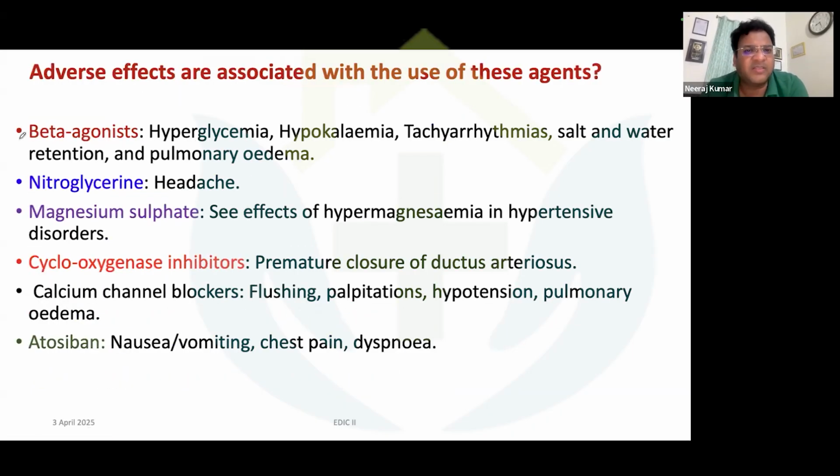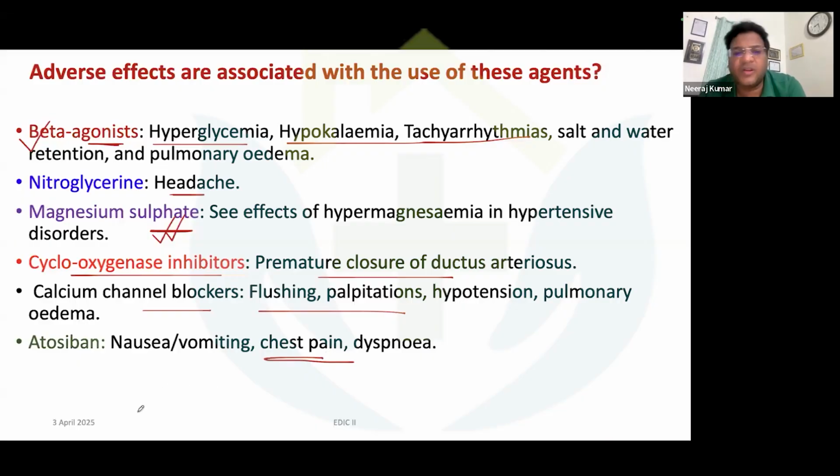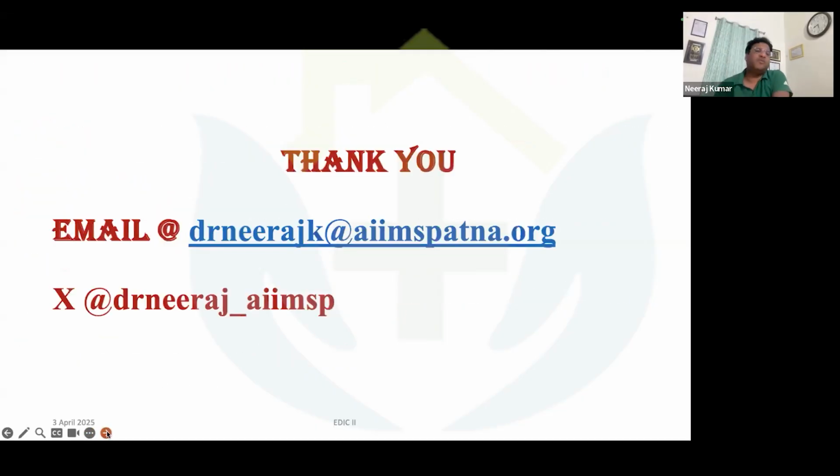Here the beta agonist adverse effects: hyperglycemia, hypokalemia, and tachycardia, may cause salt and water retention. NTG can cause headache, which we all know. Magnesium sulfate can cause hypermagnesemia, like loss of knee reflex, and compromised urine output as well. So like cardiovascular failure, based on your serum magnesium level. And then COX inhibitors can cause premature closure of PDA. Calcium channel blockers can cause flushing and palpitation and hypotension. And atosiban causes dyspnea or chest pain. Okay. So these are a few important aspects.